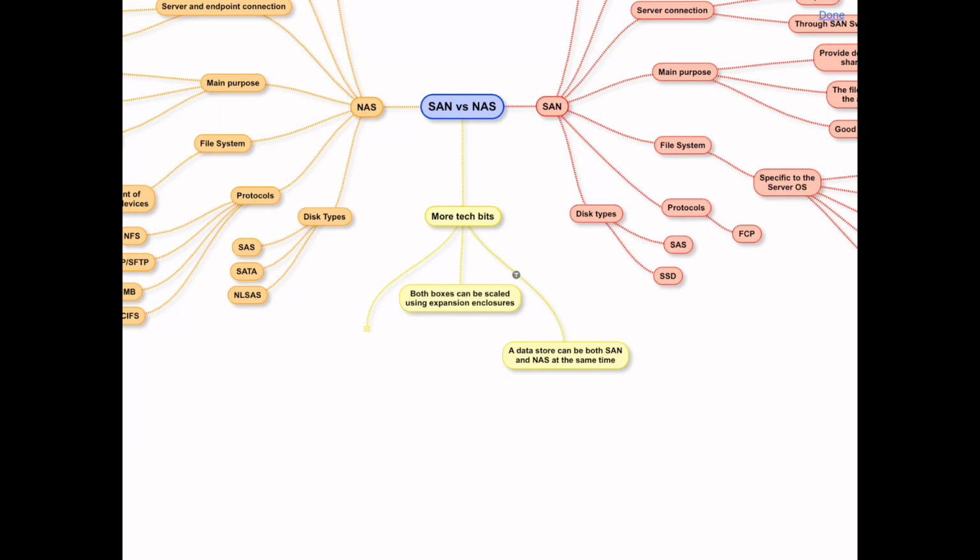Both SAN and NAS, both kind of boxes or combined set, both can be scaled using expansion boxes. These are enclosures which come with additional set of disks, and they are again controlled by the controllers present in the first box. So you can keep on attaching these expansions and expand your storage space.